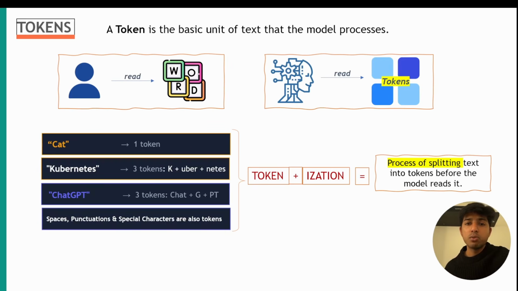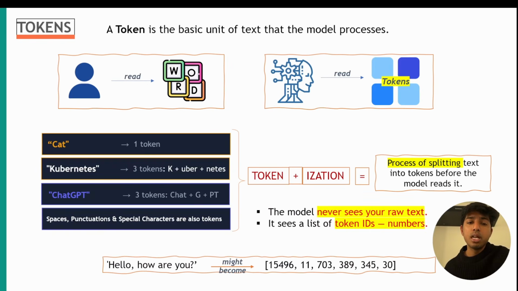Very, very important. What is it? It's splitting of words into tokens before the model reads it. So your model does not read your raw text, it reads only the token IDs or token numbers. If you look at this example, "hello, how are you" might look like this as tokens.